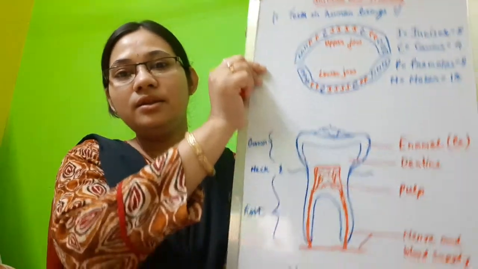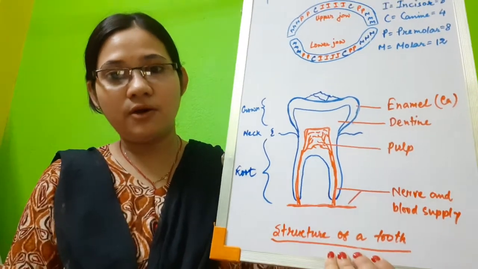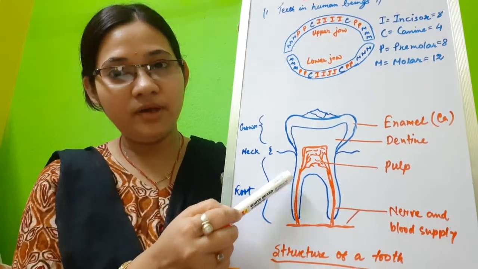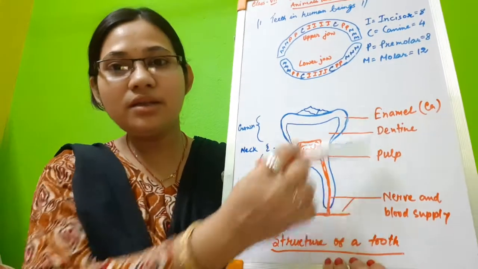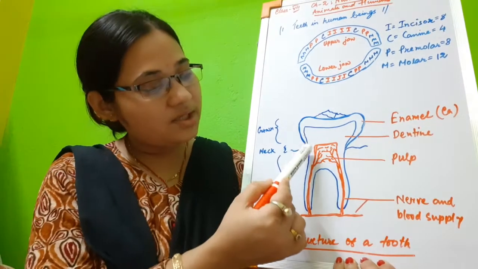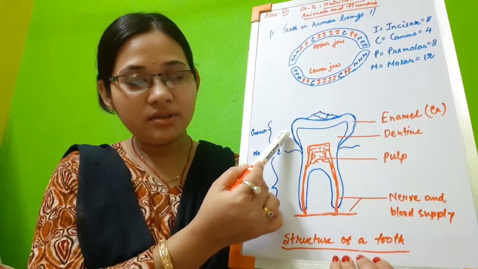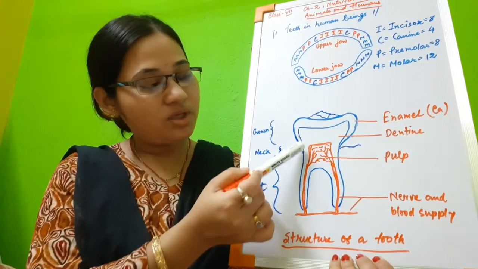Now let us see the different parts which are present in a tooth. Structure of a tooth. Here I have drawn a very simple diagram to show you what are the different parts of a tooth. These are the 7 labelings that you should know. The first one is the crown. That means the part of the tooth that is above the gum, out of the gum. So that is the crown. This portion is called crown.